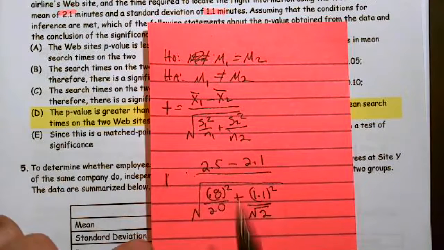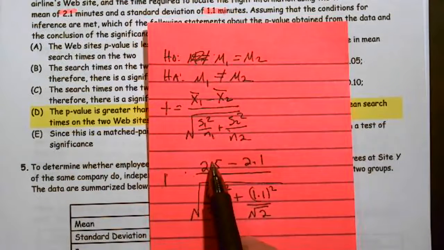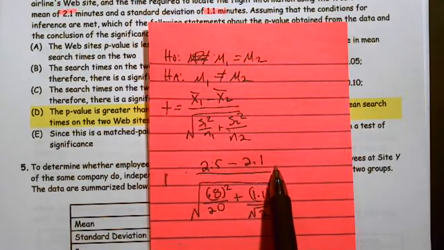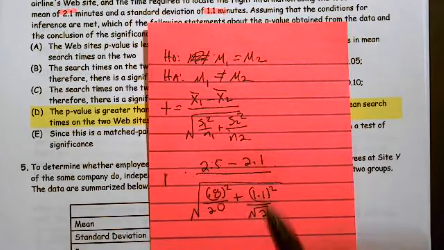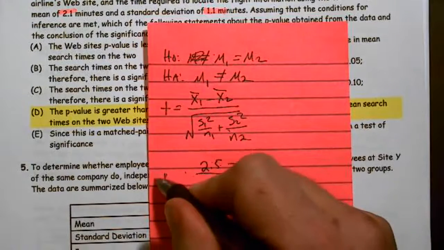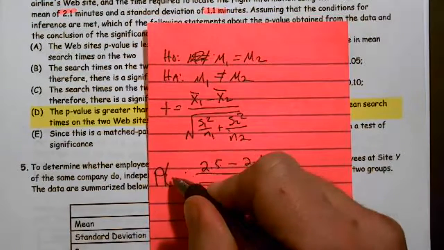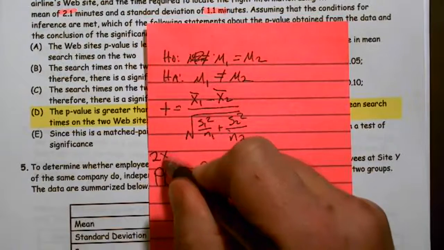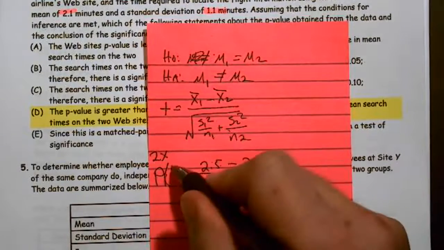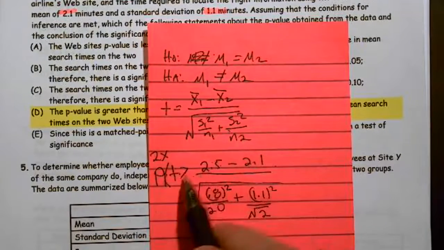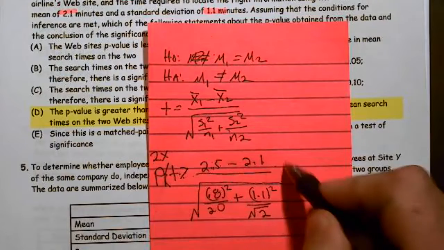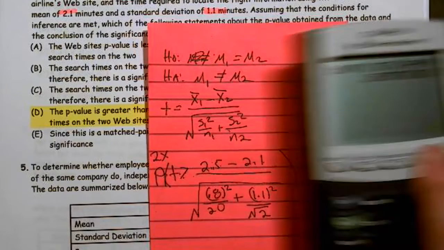By the way, people always say, I know I'm supposed to be putting in 2 times. How would I know? Well, 2.5 is greater than 2.1. If it had been less than, I would use the less than, but since it's greater than, I'm looking for 2 times the probability that t is greater than, because I know this number is greater than that, so I'm going to have a positive. So I need to run this in the calculator.